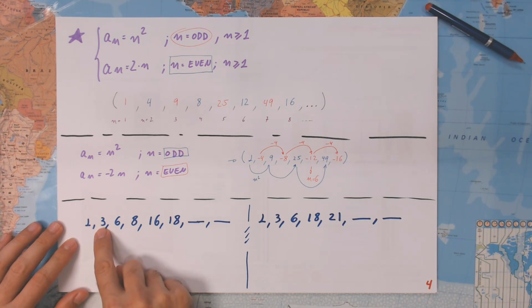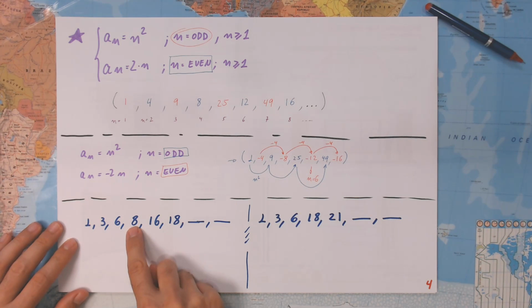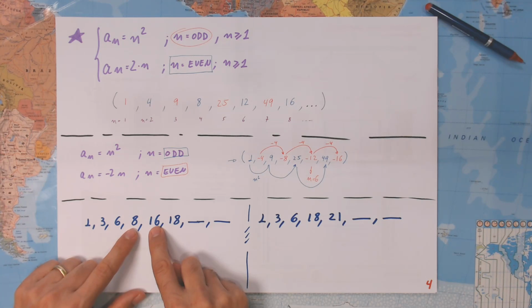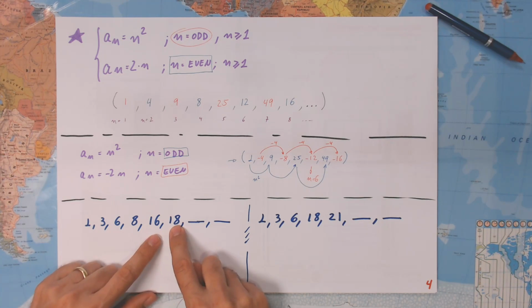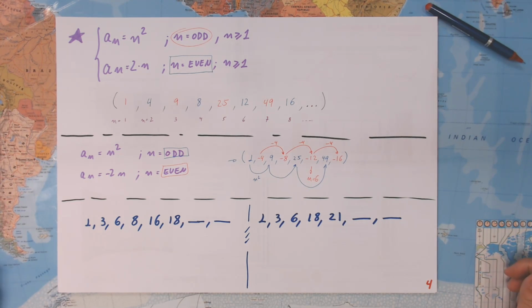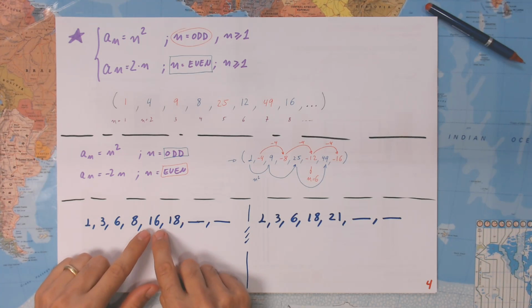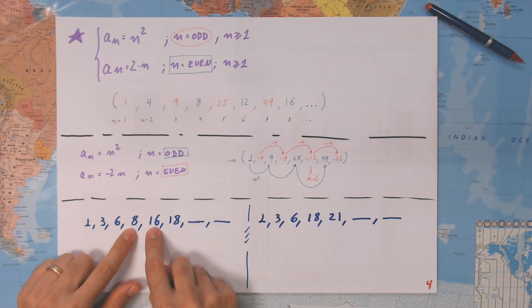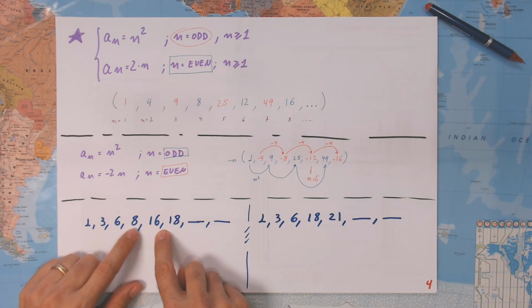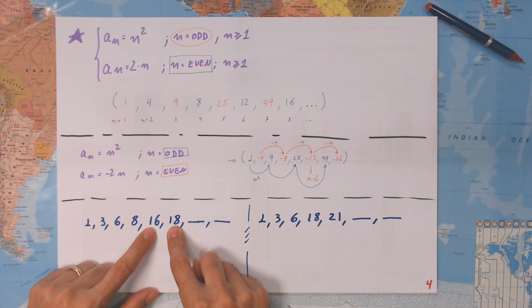And then I start to see this. 1 to 3, 3 to 6, 6 to 8, 8 to 16, double, and 16 to 18. It's weird. Why is it so? How come from here to here it's double, or maybe plus 8, and from here to here just plus 2? It's weird. Those two, they are not connected.